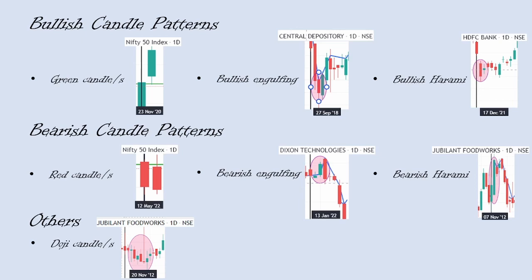Doji red candle means the bears have won from the bulls, but with a very narrow margin. Okay, so that is what it means.